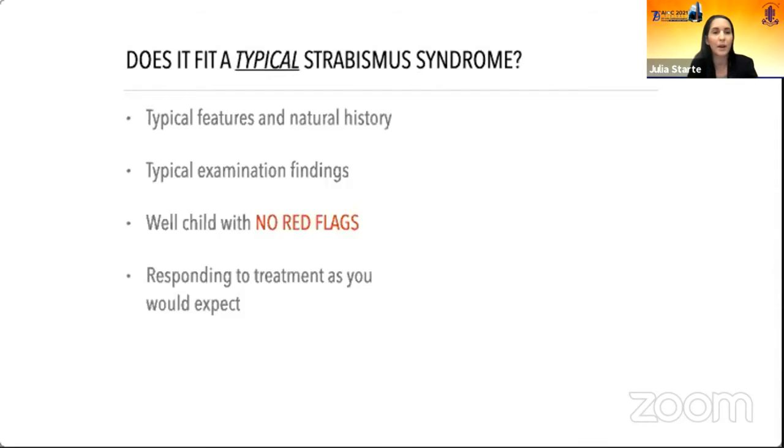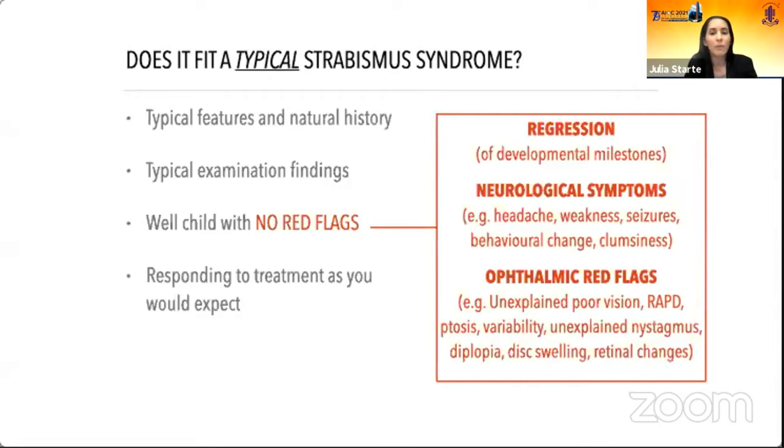Now, what do I mean by no red flags? Regression of developmental milestones and neurological symptoms such as headache, weakness, seizures, behavioural change and clumsiness. Now, these are all important questions to specifically ask parents, because often if they have noticed something subtle, they won't necessarily tell you about it because they may not realise that that's even related to their child's eye problem.